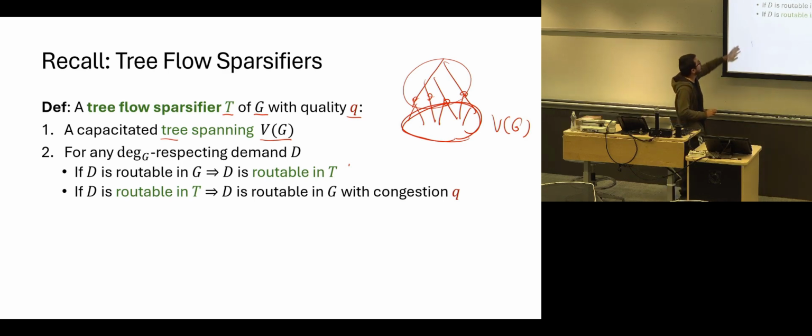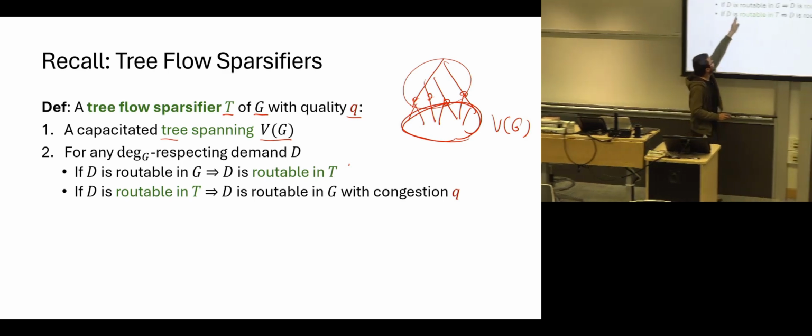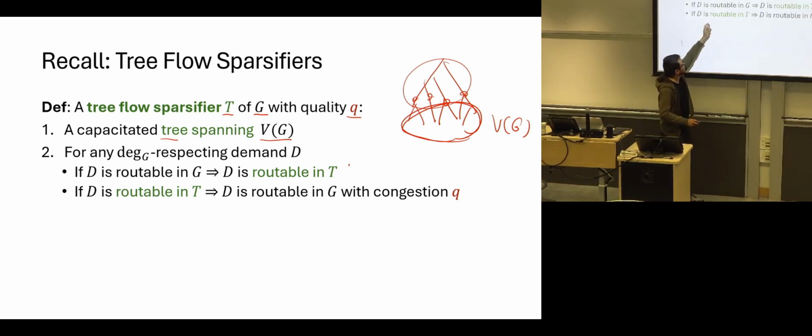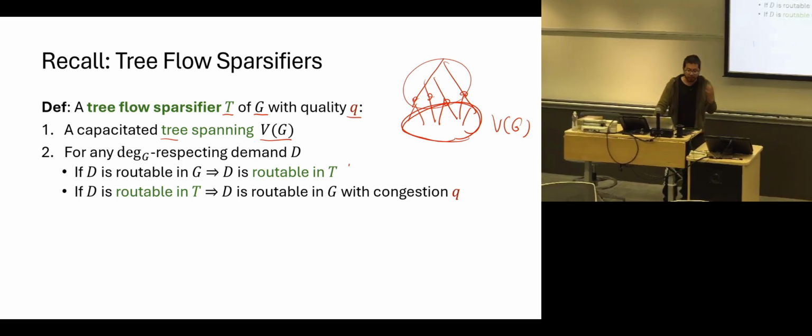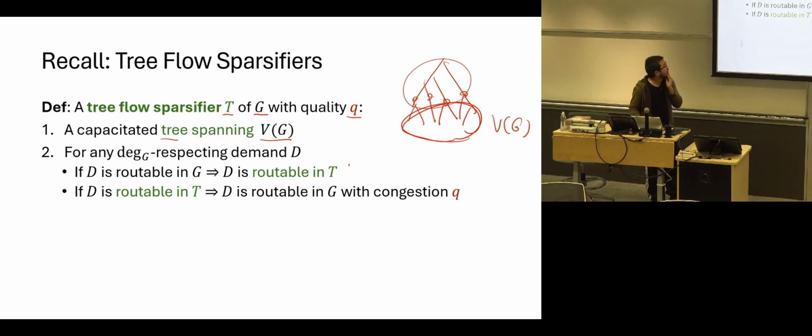And we have that for any degree respecting demand, if D is routable in G, it's routable in T, and if it's routable in T, it's routable in G with congestion Q. That's tree-flow specifier. Now there is a probabilistic version, which is kind of weaker.